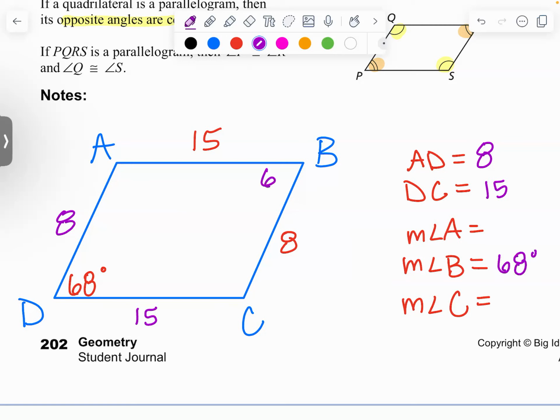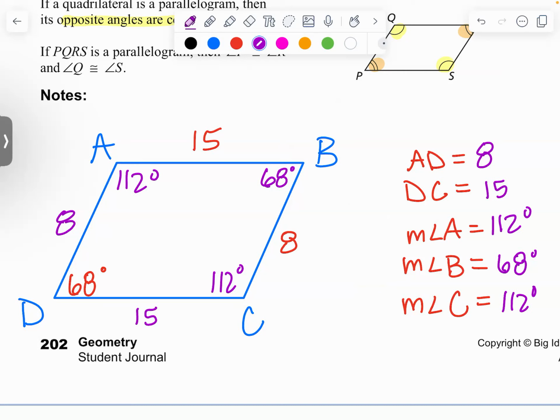68. Now, I haven't taught this to you yet, but I think that you're smart enough to figure it out. What's the relationship between angle A and angle D? A straight line, they're corresponding. They're alternate. No, consecutive interior. Which means they are supplementary. They add up to 180. So what is angle A? Which means what is angle C? Okay, so these are consecutive interior angles with parallel lines. So we know that they're going to be supplementary.